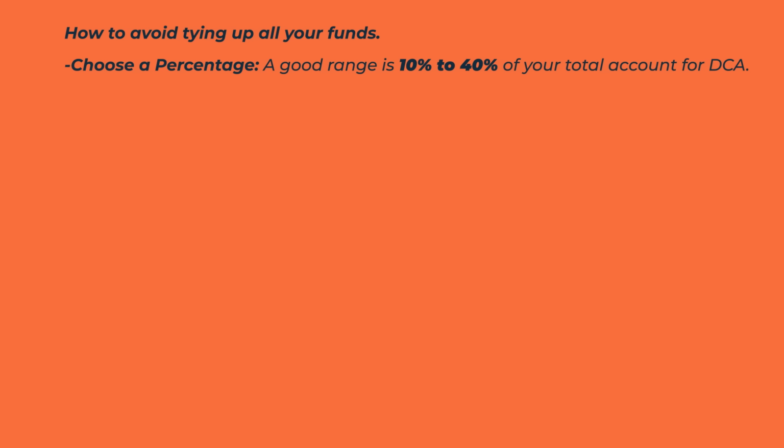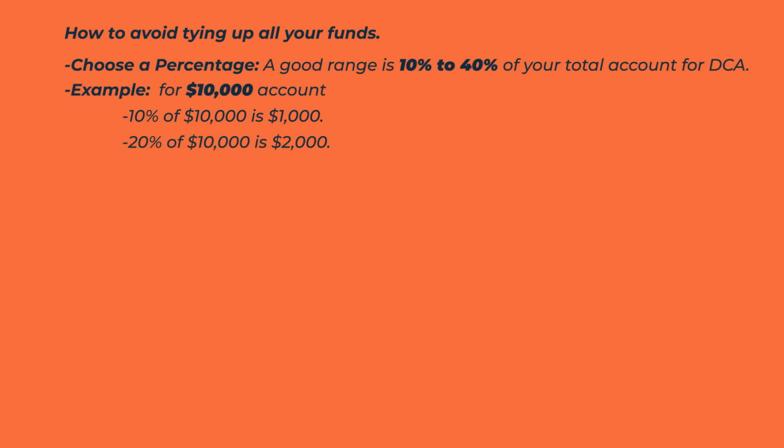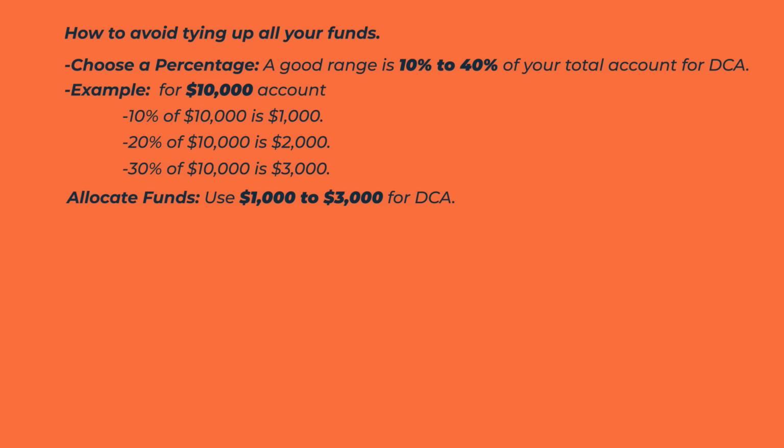First, choose a percentage of your total account to use for dollar cost averaging. A good range is 10% to 40%. For example, if you have $10,000 in your account, 10% of $10,000 is $1,000. 20% of $10,000 is $2,000. 30% of $10,000 is $3,000. So, you should use $1,000 to $3,000 for dollar cost averaging. This keeps some money free for other opportunities and spreads out your risk.